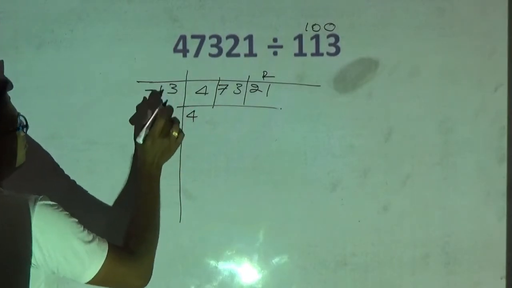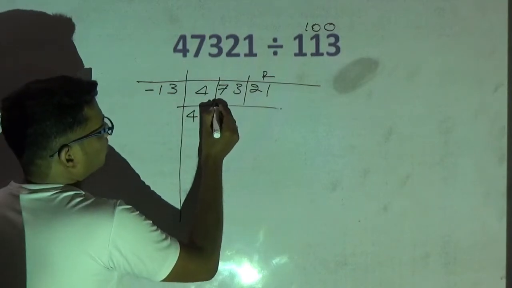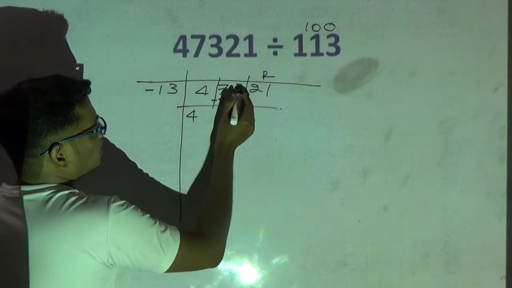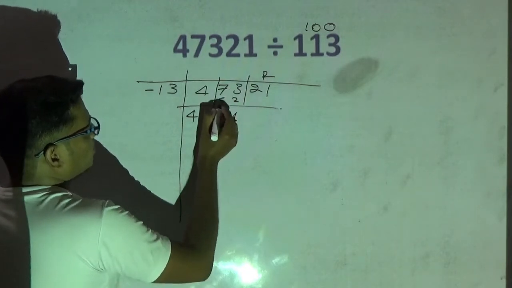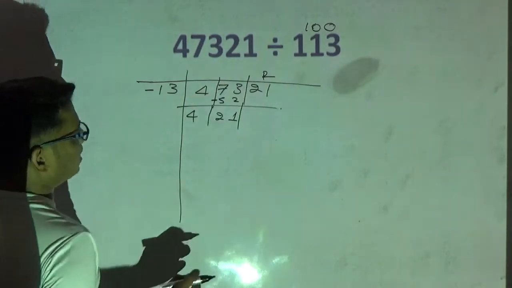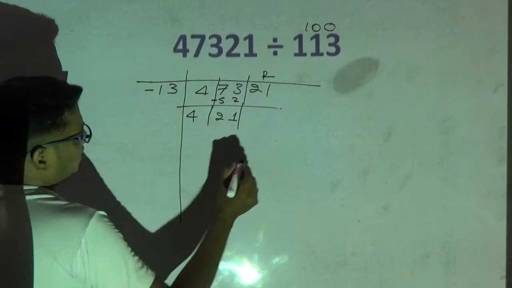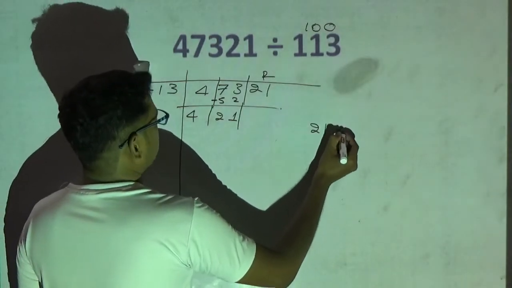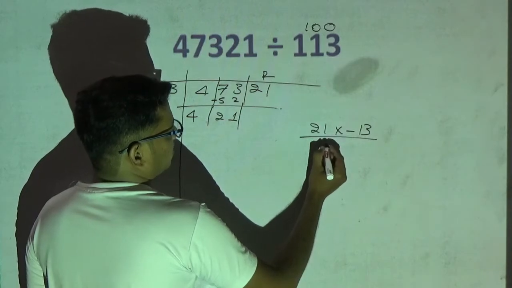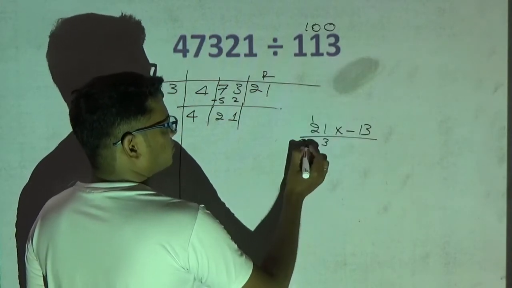Now 13 into 4, minus 13 into 4 is minus 52. Here, don't forget to put the minus symbol. 3 minus 2 is 1. 7 minus 5 is 2. Now this will be the remainder part, right? Now I need to find 21 into minus 13. Minus 13 into 1 is minus 13. Carry 1. 13 twos are 26 plus 1 is 27.